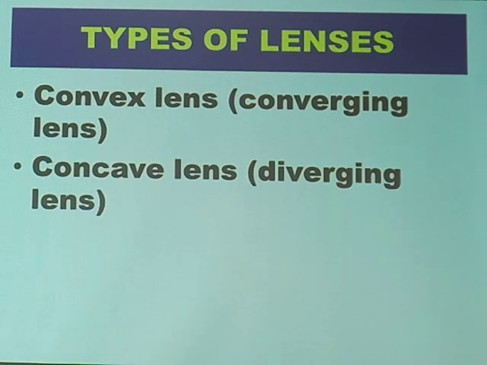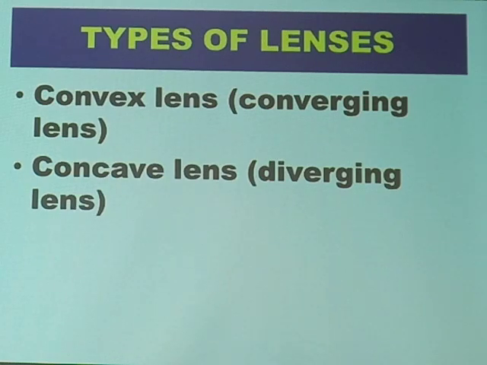Do you still recall? Light rays that come from different directions and meet at the same point, we called them converging beams of light. Those that come from a common point and go in different directions, we called diverging beams of light. Now, there are lenses that make light rays behave like that.